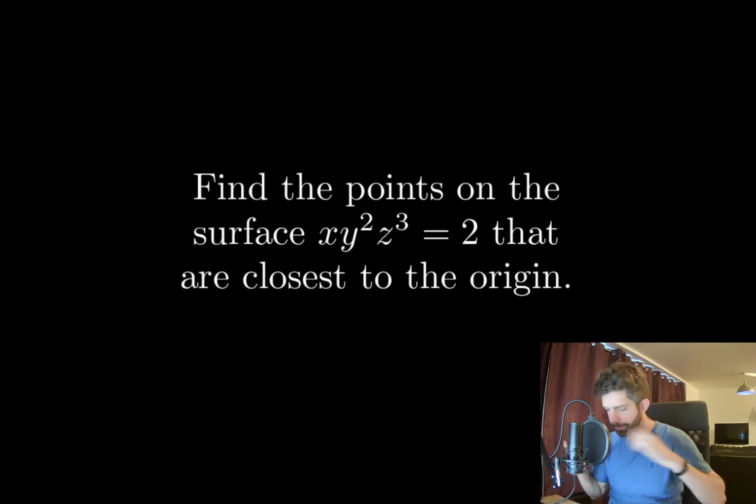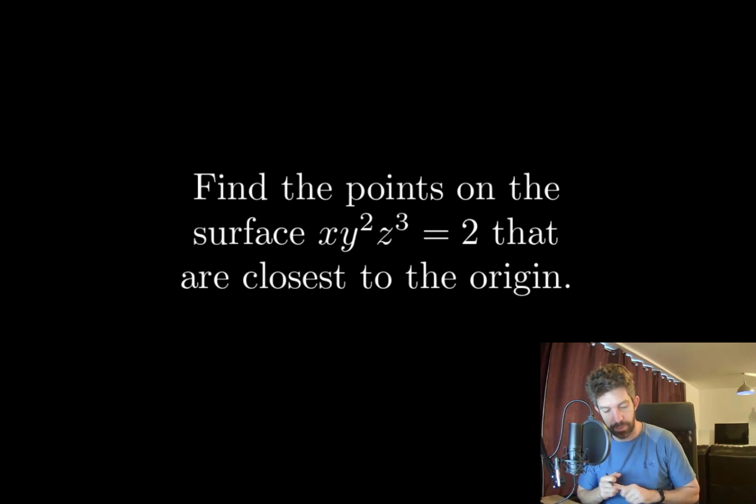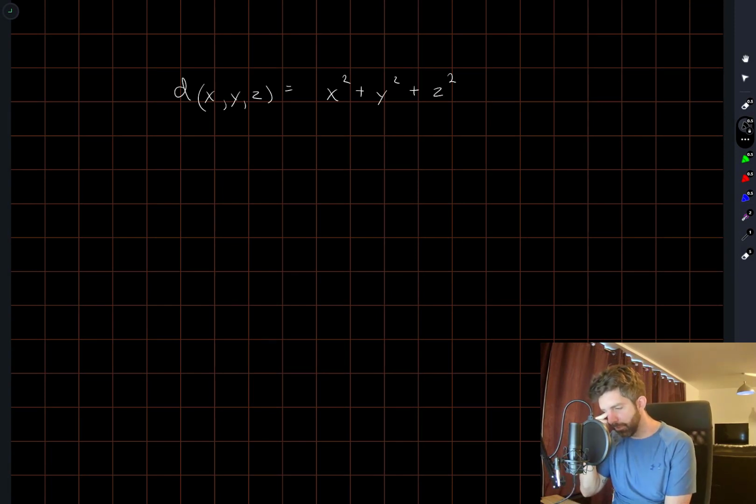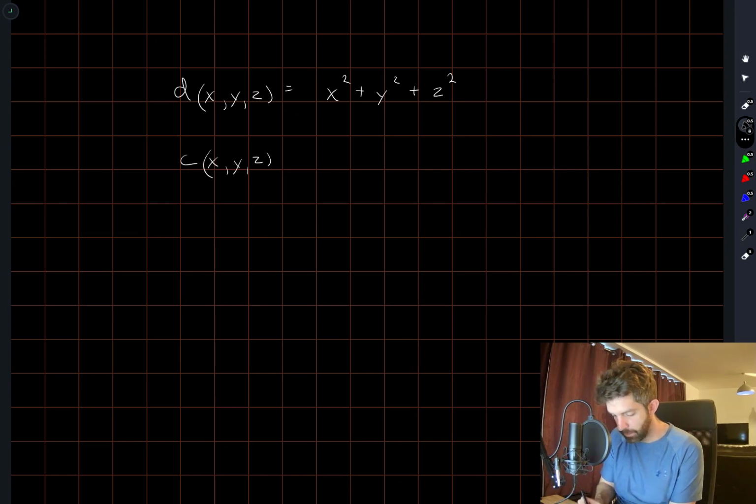Yeah, okay, so what I'm going to do, I'm going to set this up as a 3-dimensional optimization problem. I'm going to write down the distance of an arbitrary point x, y, z from the origin. And then I'll treat the equation we're given as a constraint, and I'll try and minimize the distance. Now, of course, minimizing the distance is the same as minimizing the square of the distance. So the function I'm actually going to minimize is this one, x squared plus y squared plus z squared. And the constraint will be that x y squared z cubed minus 2 has to be equal to 0.